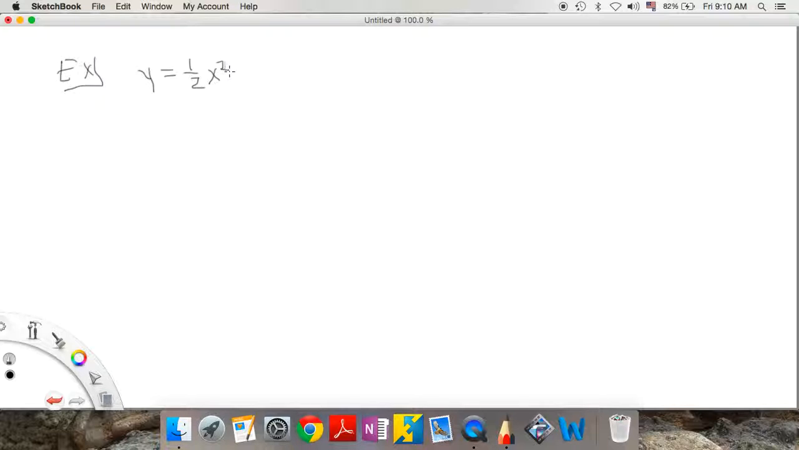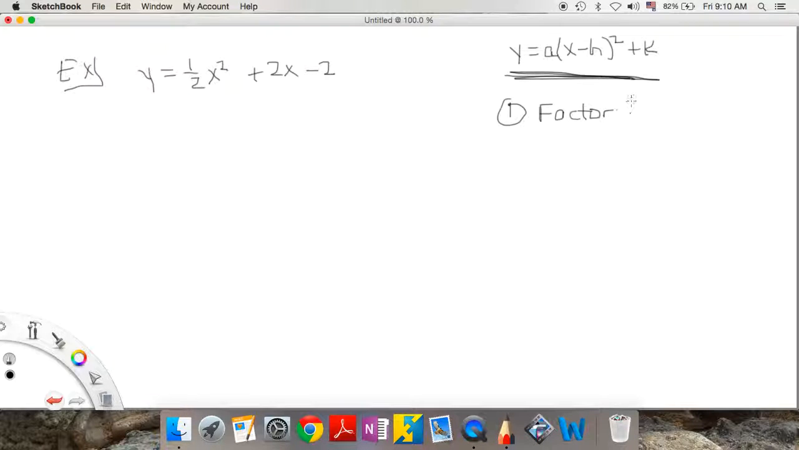So let's say we have this parabola here. Well, we want it to look like a number out front, and then x minus h squared, and then plus k. So we want it to look like this, standard working form. So the first thing we're going to do is factor the coefficient of x squared from the x squared and the x terms.